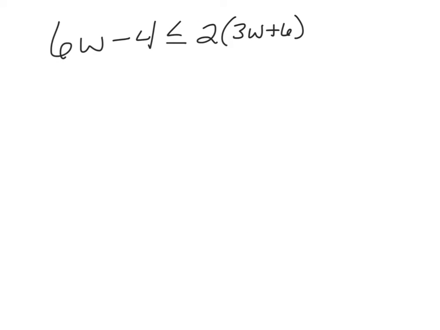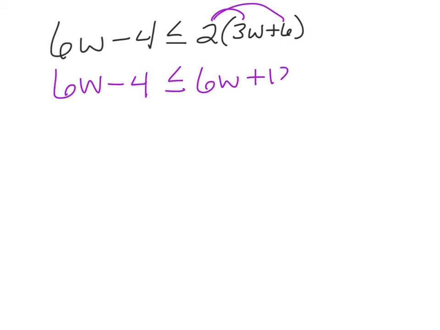On this particular problem, notice you have a variable on this side and a variable on this side, but there's a distribution problem. There's a parenthesis. So what I'm going to do is I'm going to go through here and I'm going to distribute first. All right? So I'm not doing anything to this side yet. So I'm going to write everything down. 2 times 3w is 6w. And 2 times 6 is 12.